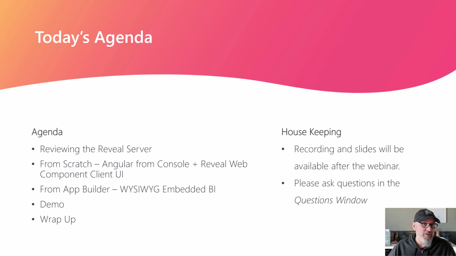And then I'm going to use the console to create a new Angular app. Then I'm going to add the new Reveal web components to it. And you'll see how quickly you can get up and running with Reveal in your application with our new web component wrapper. So we still have this JavaScript file, but now we've wrapped it as a web component so you can do an npm install in your Angular, your React app, etc. It's really a nice experience.